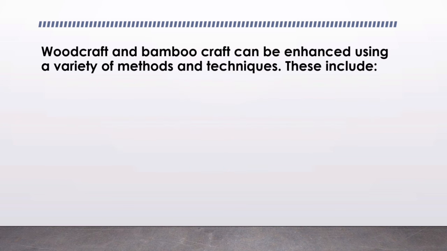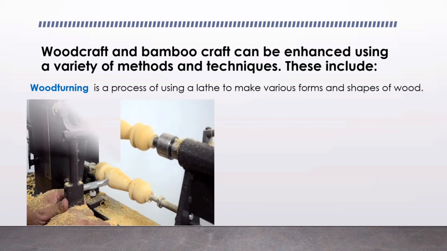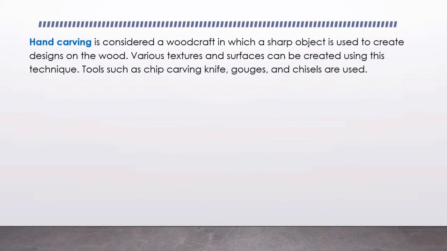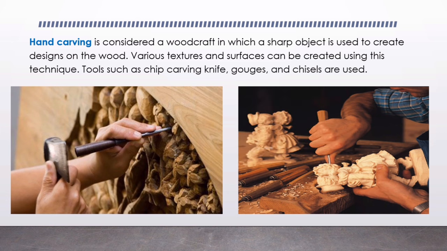Woodcraft and bamboo craft can be enhanced using a variety of methods and techniques. This includes wood turning. It is a process of using a lathe to make various forms and shapes of wood. Hand carving is considered a woodcraft in which a sharp object is used to create designs on the wood. Various textures and surfaces can be created using this technique. Tools such as a chip carving knife, gouges, and chisels are used.